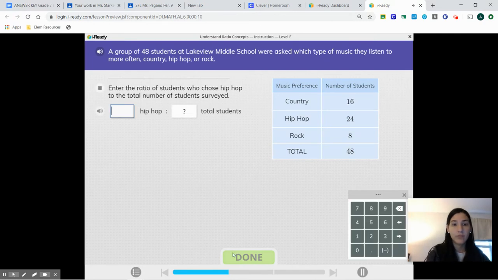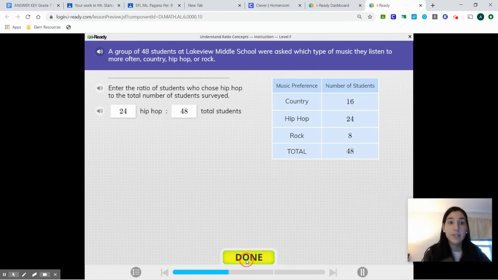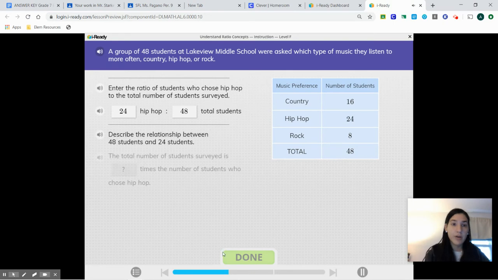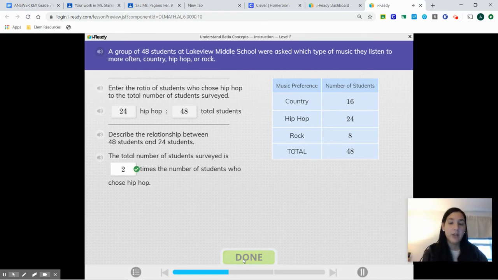Enter the ratio of students who chose hip-hop to the total number of students surveyed. Okay, so hip-hop we see is 24. Total students 48. We need to think, how do we get from 24 up to 48? What do we multiply by? And it's going to be 2. 24 is 2 times greater than 48. Describe the relationship between 48 students and 24 students. So we said 2. We're going to type a 2 in there and click done.